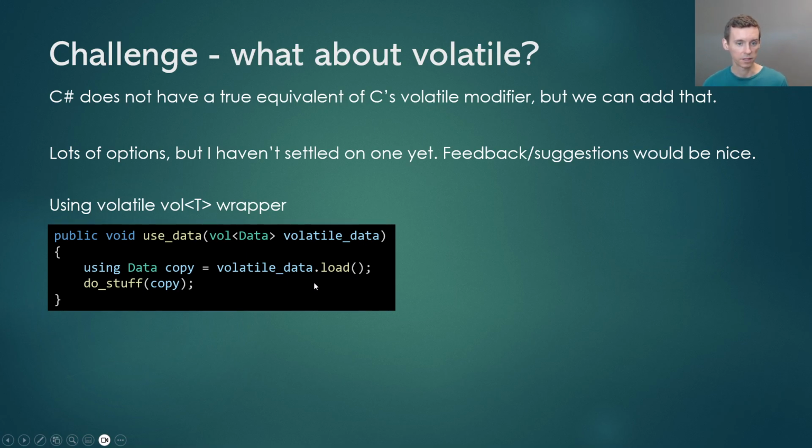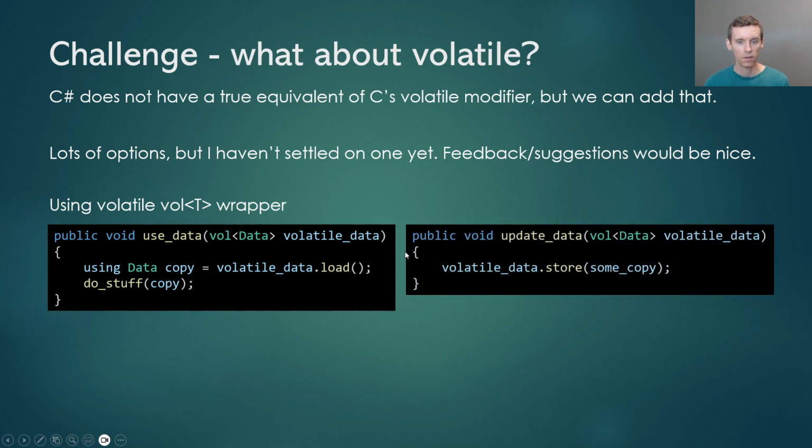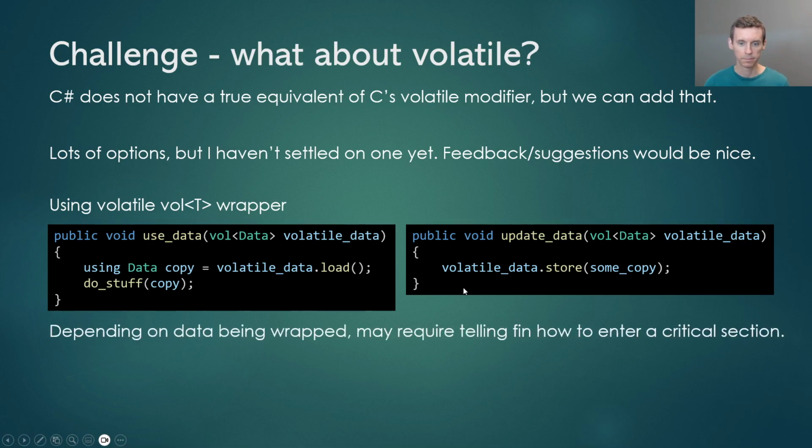We have volatile data and we just say load to get a copy of it atomically. When we want to store something, we could receive the volatile data like as a pointer. So this is like volatile data, or it's a pointer to volatile data. We just call store on it. So again, we store that data atomically.